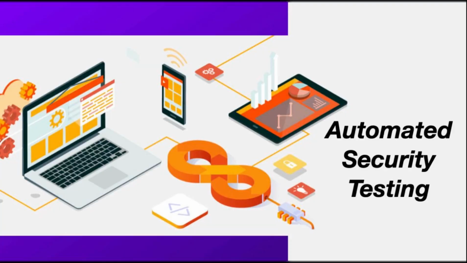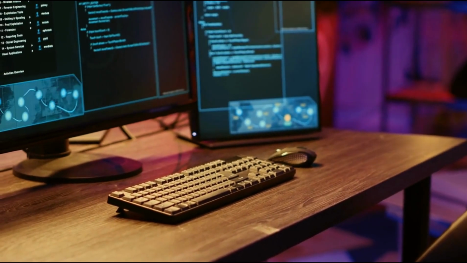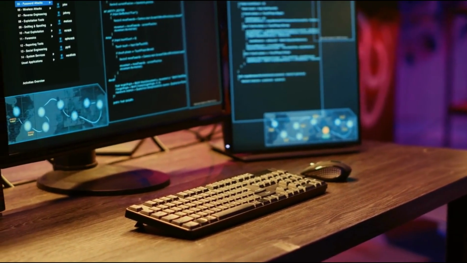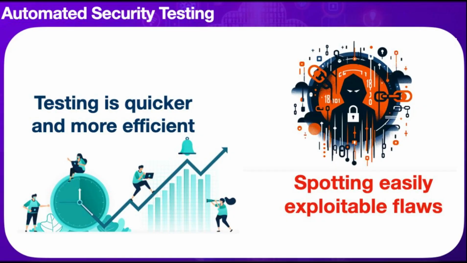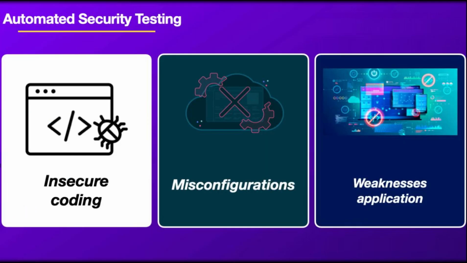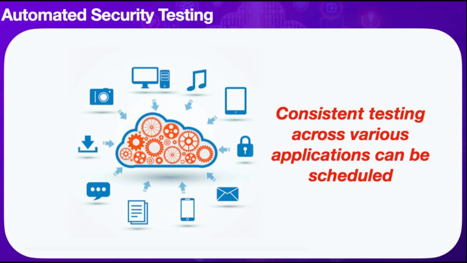Automated security testing. Automated security testing leverages specialized tools to scan applications for vulnerabilities without manual intervention. This type of testing is quicker and more efficient, especially for large-scale applications, and is essential for spotting easily exploitable flaws in the system. Automated testing uses scripts or software to detect issues like insecure coding practices, misconfigurations, and other weaknesses. It allows for consistent testing across various applications and can be scheduled to run without requiring constant oversight.